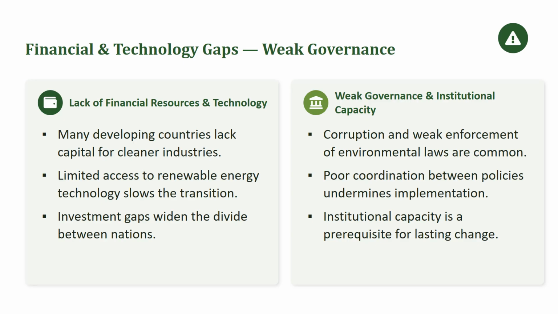Lacking financial resources and technology, many developing countries lack capital for cleaner industries. So there is limited access to renewable energy technologies, which slows down the transition. The investment gaps widen the divide between the nations. It increases the gap. So with weak governance and institutional capacities, corruption and weak enforcement of environmental laws are common. Poor coordination between the policies undermines the implementation. Institutional capacity is a prerequisite for lasting change.